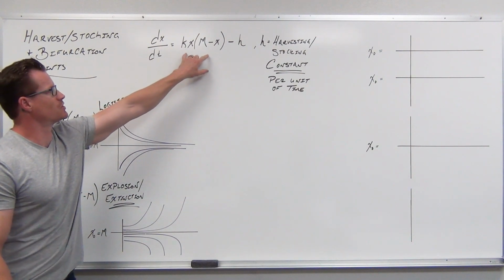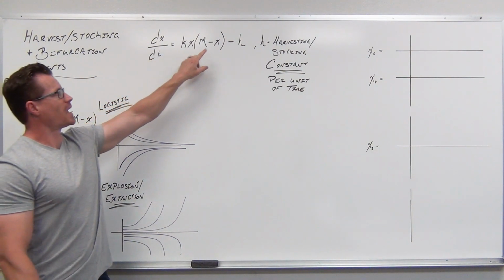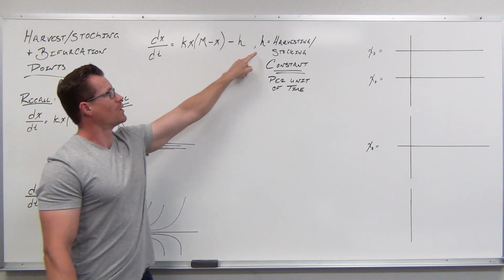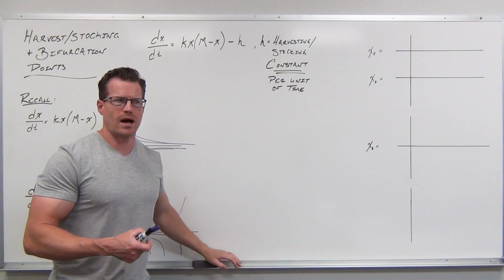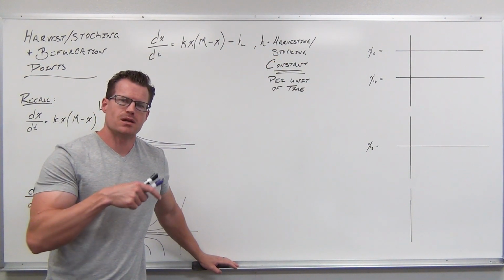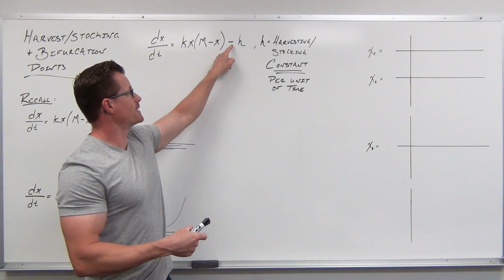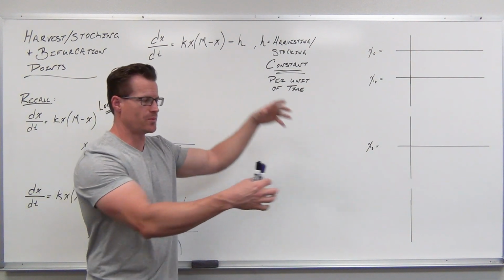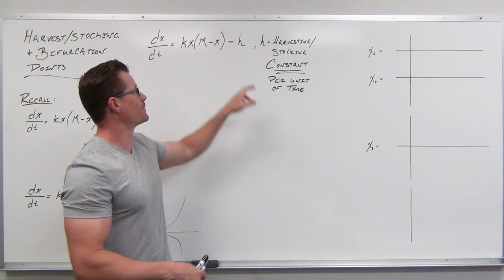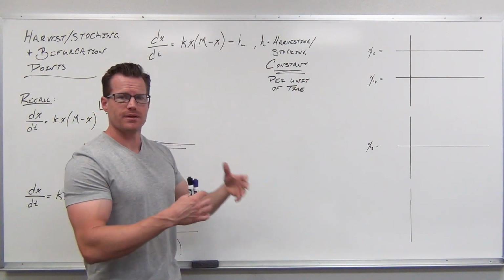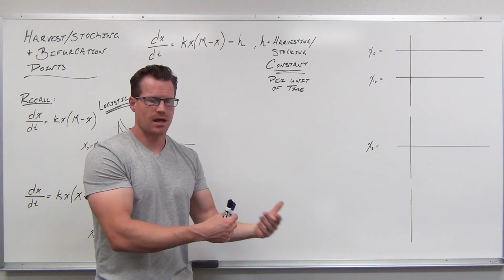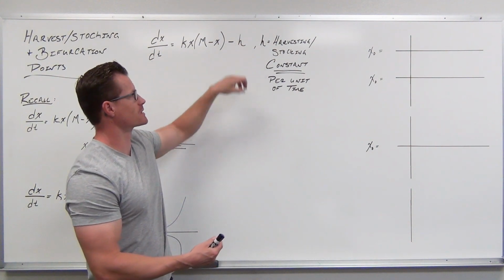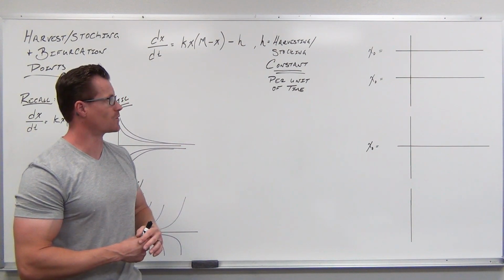Let's see, this is logistic. So this is a logistic equation and we're taking away from it, or we're stocking. How can it be both? If your H is positive, then subtracting H would be a harvesting. We'd be taking things out of this population. If our H is negative, then we'd be stocking. So this can account for both the harvesting and stocking here on the logistic equation.